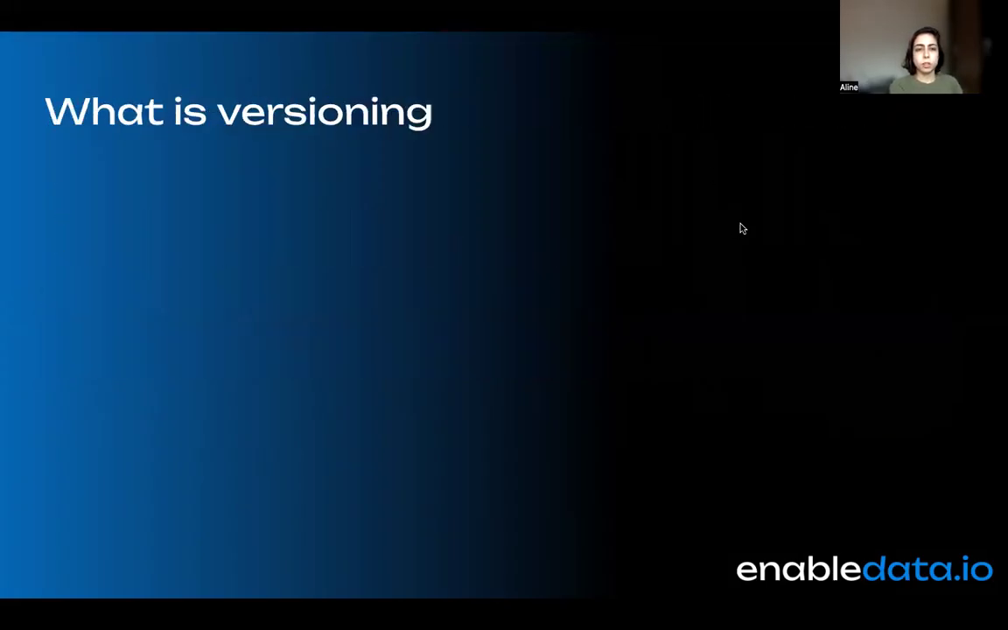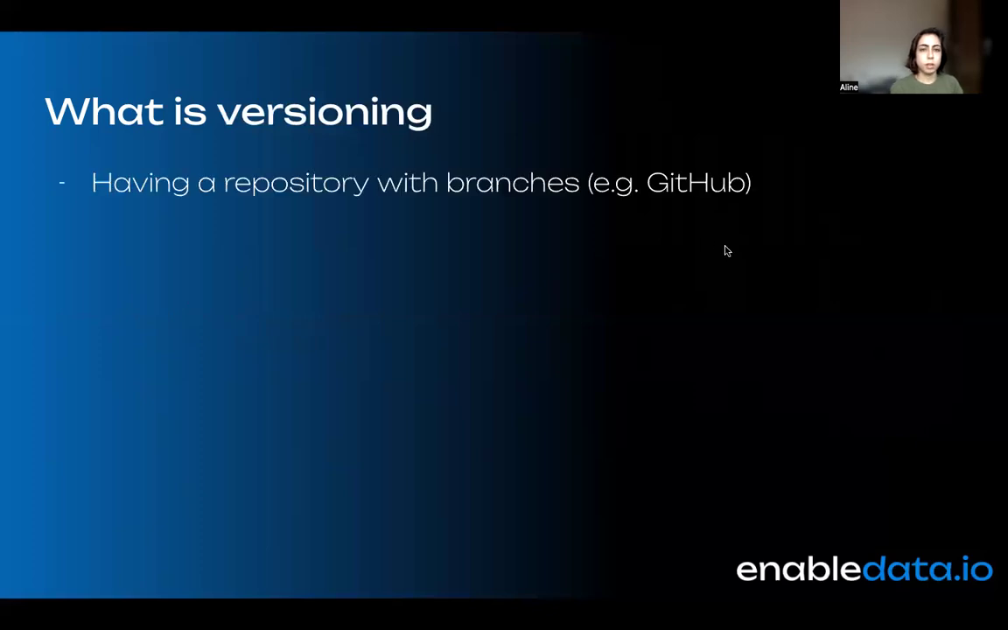So what is versioning? The purpose of talking about versioning here is that without having a code repository or even versioning your data, you cannot really apply CI/CD. You cannot automate your workflow because you won't be enabled to do so. So what is versioning? Having a repository with branches.